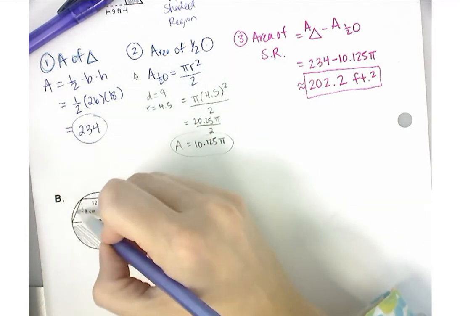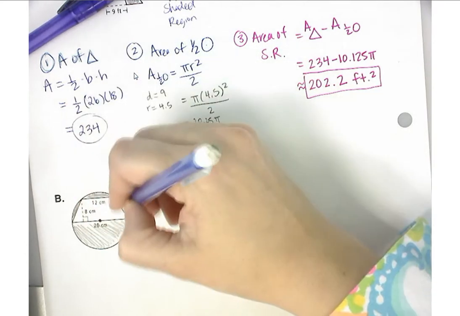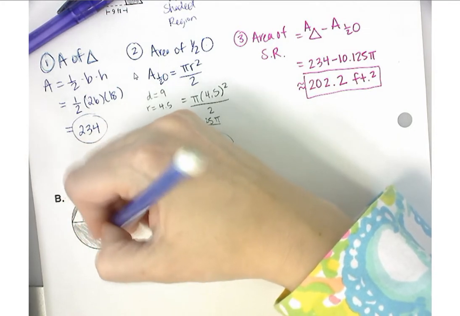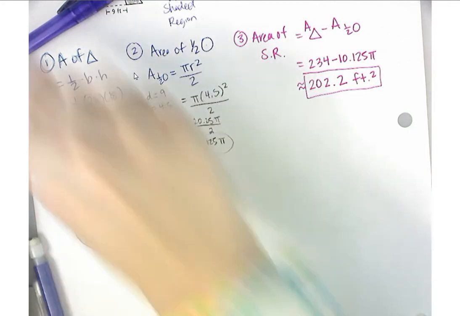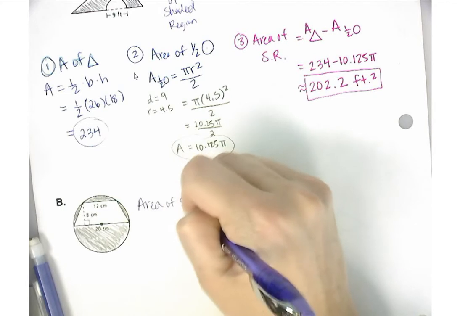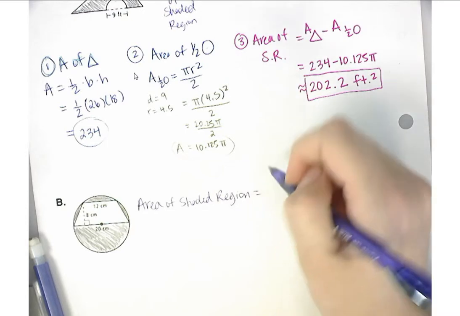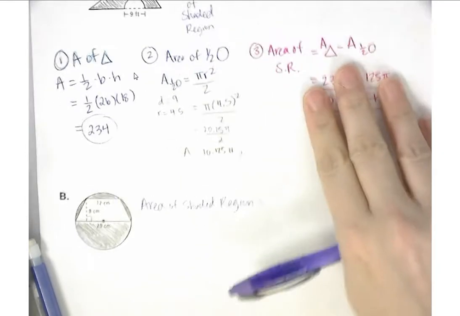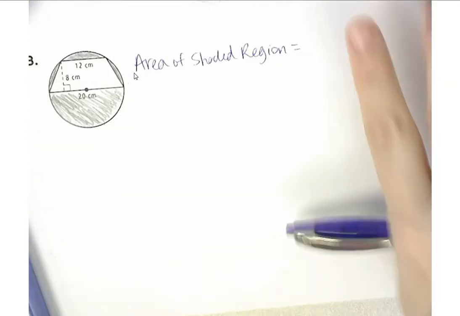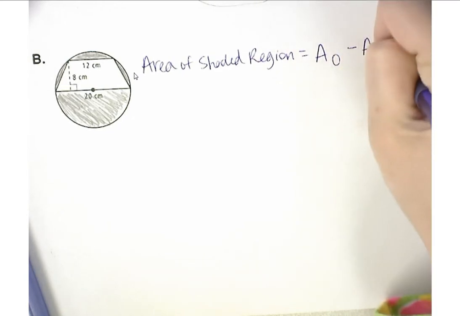Okay, so here is the shaded region for B. So the shaded region is everything except for what? The trapezoid, which means when you find the area of the shaded region, what are you going to have to find first? What are you going to have to find first to subtract the area of the trapezoid? Area of the circle, right? So you're going to take the area of the circle and subtract the area of the trapezoid.